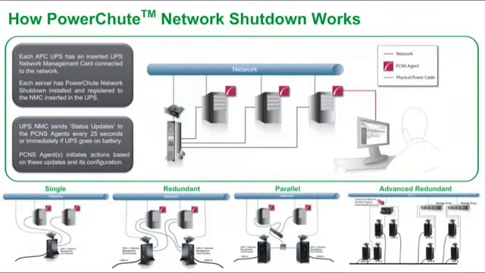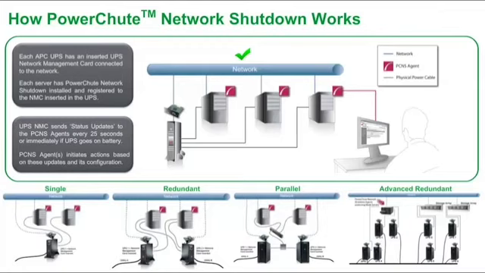This first diagram shows a standard single UPS with a network management card inserted in the smart slot protecting 3 servers, each with a PowerChute Network Shutdown agent installed. The UPS network management card sends status updates every 20 seconds to each PowerChute agent, or immediately if there is a state change, such as the UPS goes on battery. PowerChute will then initiate actions, such as running a command file or starting a shutdown sequence, depending on the nature of the UPS update and how PowerChute is configured.